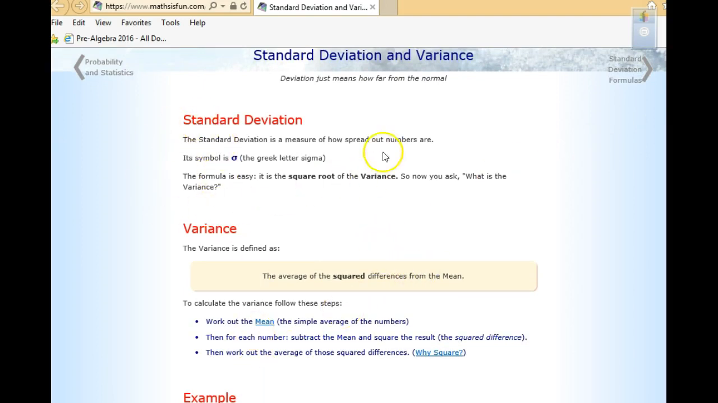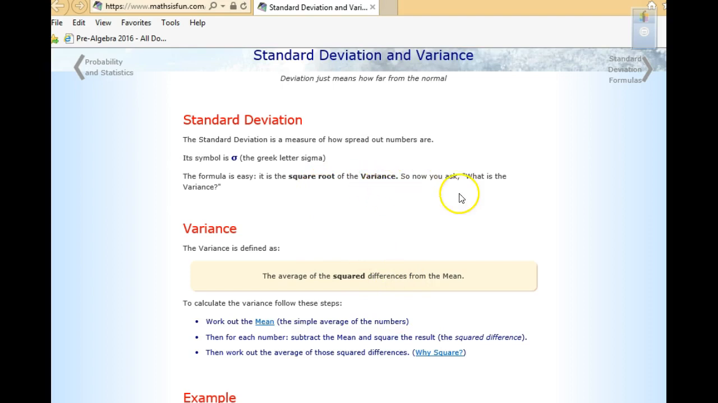So, standard deviation. This is the website. I put this on the daily planner also. Standard deviation just measures the spread of a number. Usually they use this Greek symbol, sigma, for standard deviation. The formula is easy. You're going to take the square root. You know how to take the square root, right? The square root of the variance.